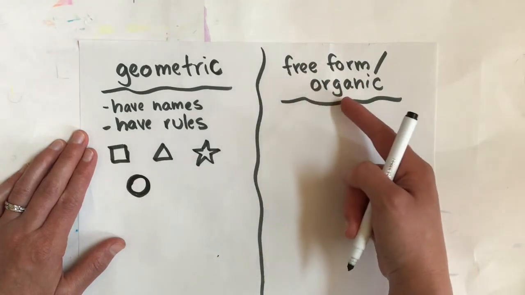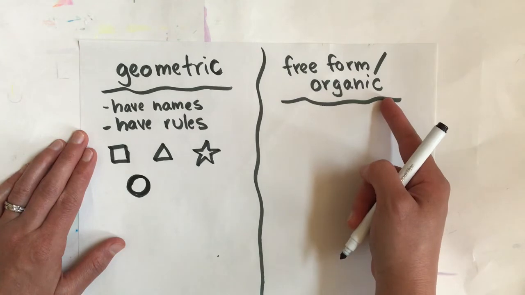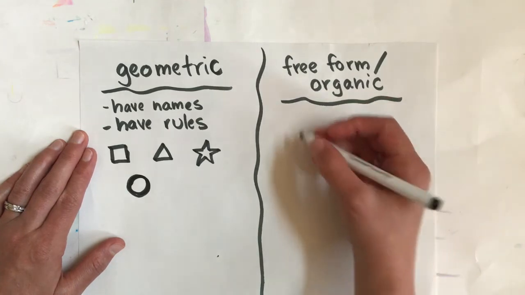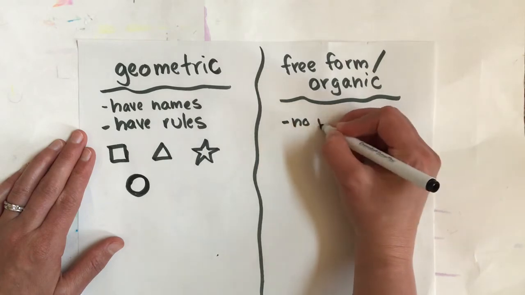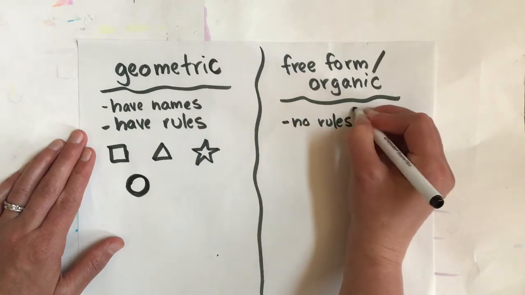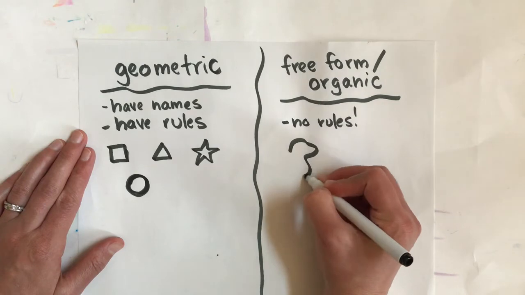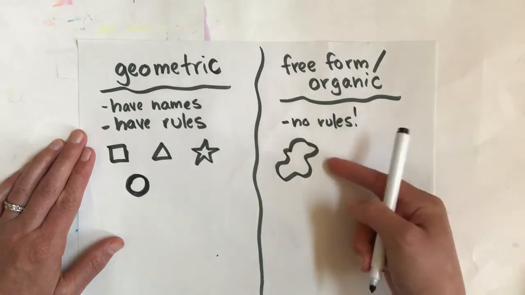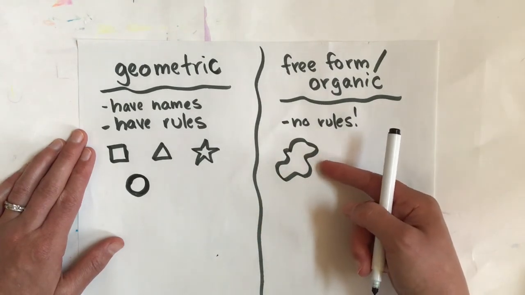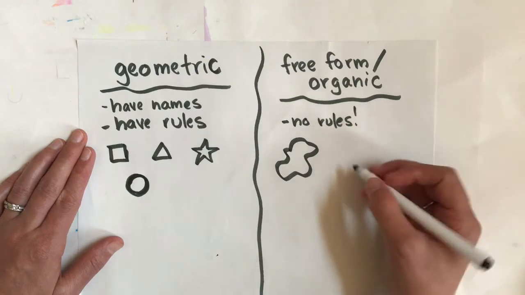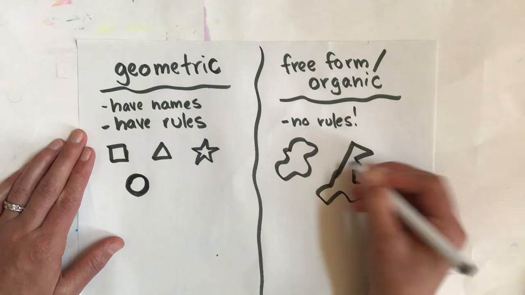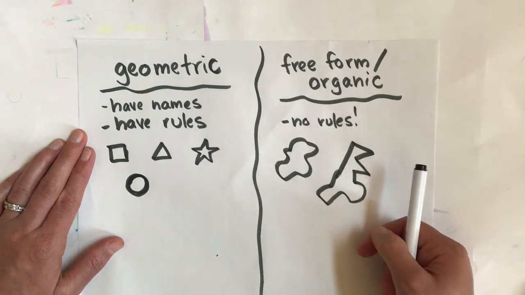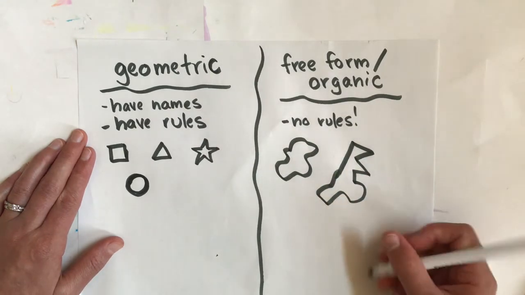On the free-form organic side, these are shapes that tend to occur in nature. They don't necessarily have a name, and they don't have set rules. So for example, this right here, I just said they don't have a set name, blobby shape, no rules about how it has to look. Right here, doesn't have a particular name, no rules about how I made it.